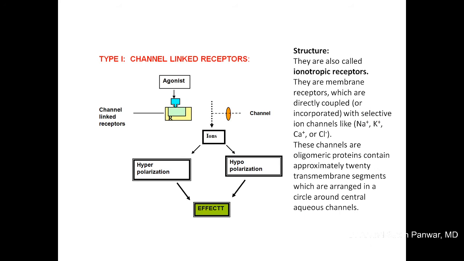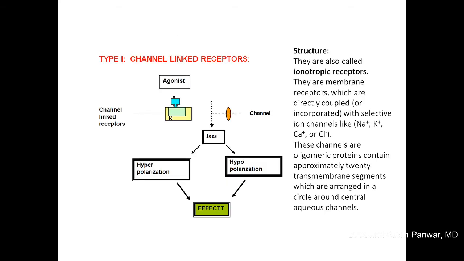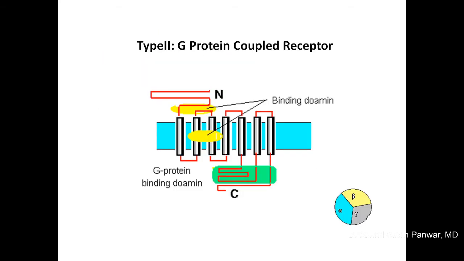Examples of this type of receptors are the nicotinic acetylcholine receptor, 5-HT3, which is also called the serotonergic receptor, the GABAergic receptor, and the glutamate receptor. So these are the types of receptors. Then type 2, G protein coupled receptors.